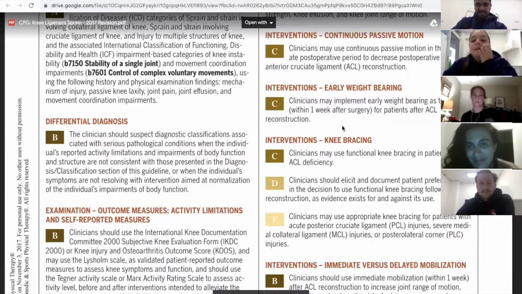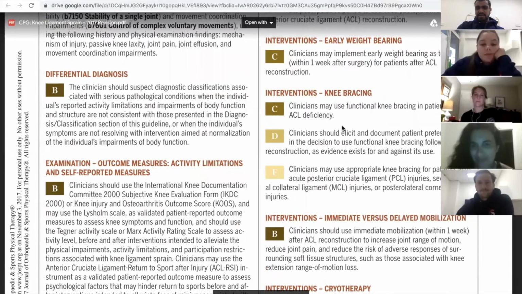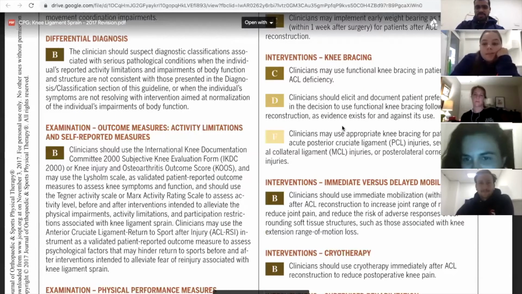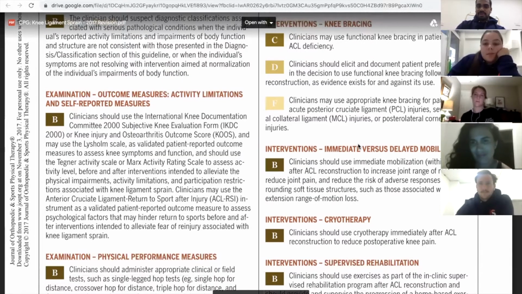Can I talk about this for a second, Jack? It says, clinicians use functional knee bracing in patients with ACL deficiency, C-level, D-level, and clinicians elicit and document patient preferences in the decision to use a knee brace. Wow, okay. And clinicians may use appropriate knee braces for patients with acute posterior cruciate ligament injuries, severe MCL injuries, or PLC, posterior corner ligament injuries, and that's F-level evidence.